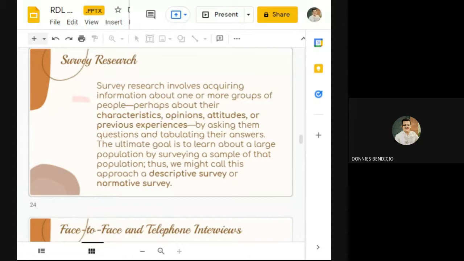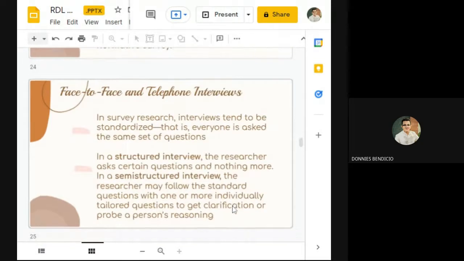So this is a survey research, halimbawa, na nagtatanong-tanong tayo o magamit tayo ng mga questionnaires for us to understand the pulse of the public. Okay? So this is a survey research. So in the survey research, interviews tend to be standardized, that is, everyone is asked the same set of questions. Hindi pwedeng iba-iba yung instructions ninyo. Hindi pwedeng iba-iba yung sinasabi ninyo or mode of communication to other people unless otherwise it is a standardized tool.